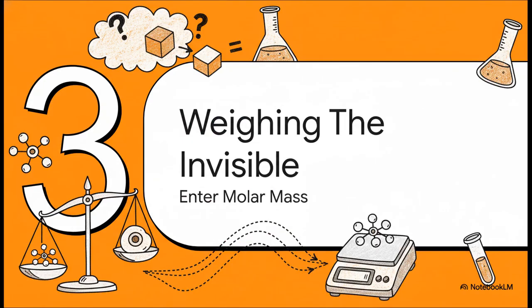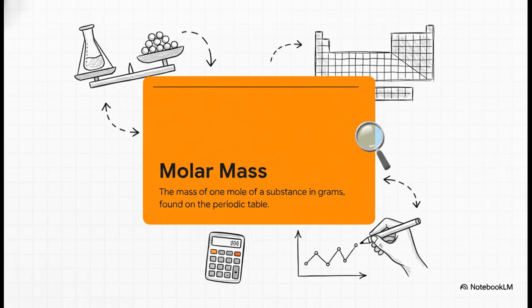So if we can't count the atoms one by one, but we know exactly how many are in a mole, how do we get precisely 1 mole of something? Well, we don't count it. We weigh it. This is where the whole idea of molar mass comes into play. It's actually super simple. It's just the mass in grams of 1 mole of a substance. This is the practical key that makes all of this work. If you know the molar mass, you can weigh out that amount and know exactly how many particles you're holding.